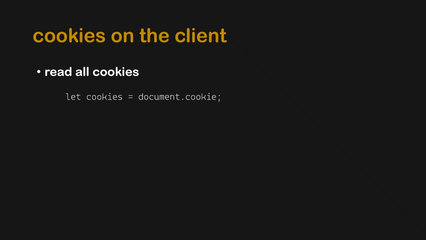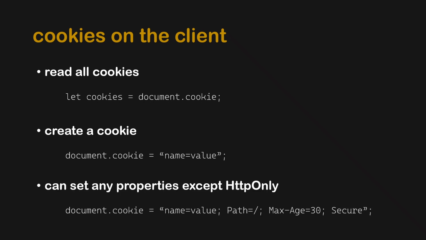Note that you'll only get the name value pairs though, not all the other properties. If you want to create a cookie, you also use document.cookie and you set the name value pair. You can also set any of the other properties with the exception of the HttpOnly property. HttpOnly means cookies aren't accessible via JavaScript, which means they also can't be set by it either.